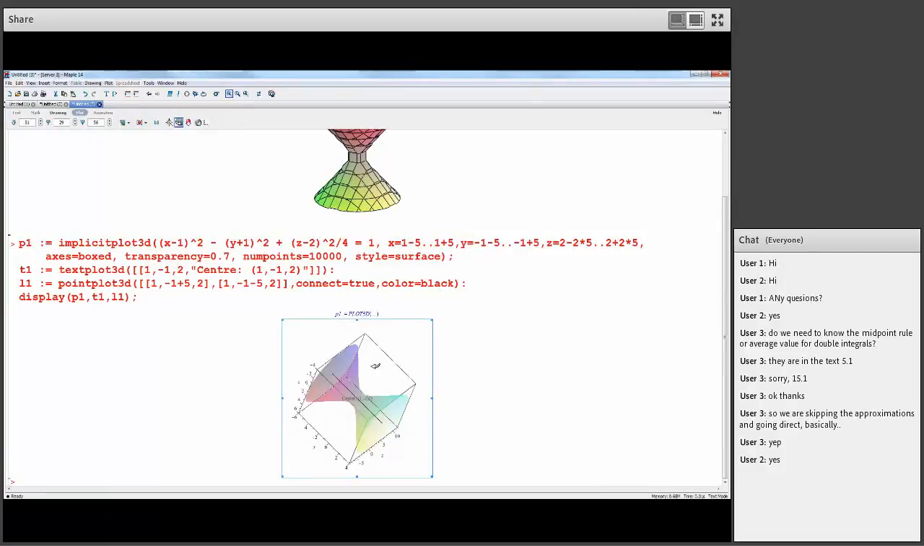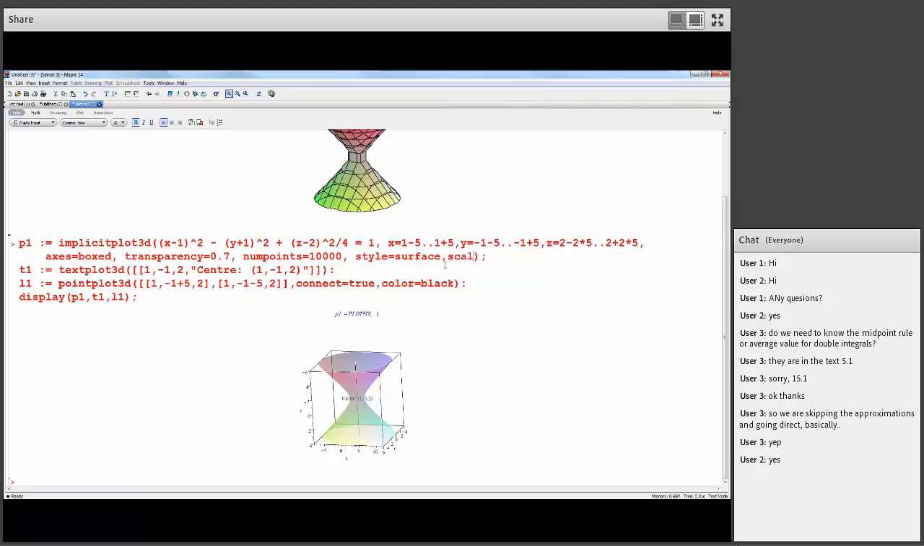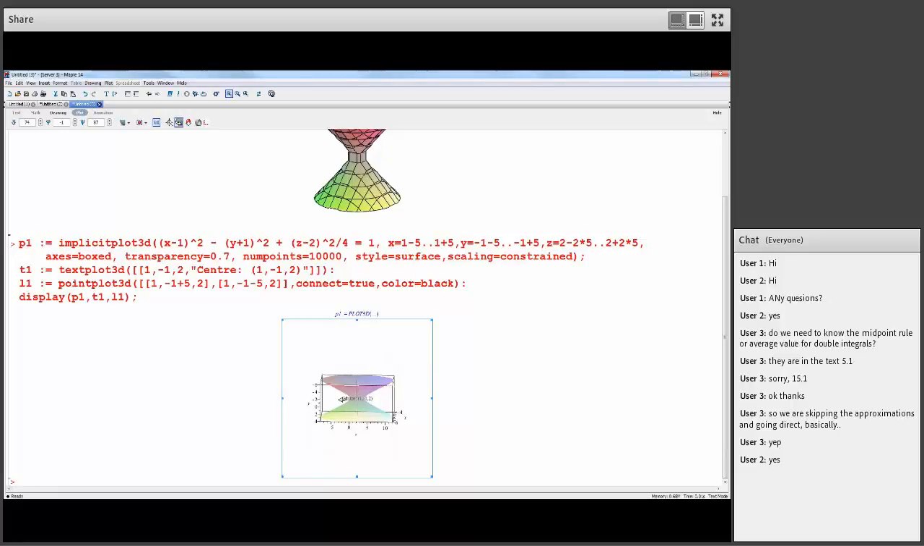So now I can spin it around to make it look a bit easier. You can see I've got my hyperboloid and I've got my central axis in the middle of it. Other things that are useful, I'm looking at it, we know it's a different shape in the X and Y direction. So if you put a bracket, ScalingFunctions equals Constrained, it captures the fact that there's a different width there for you.